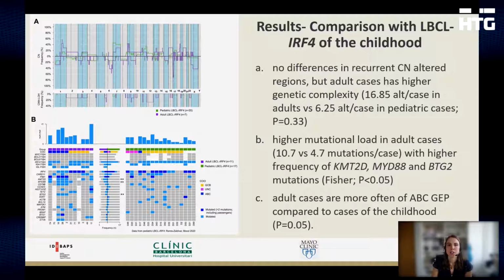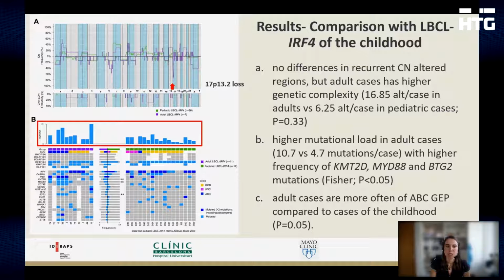No differences in recurrent copy number altered regions are found, but adult cases have a higher genomic complexity with 16.85 alterations per case in adults versus 6.25 alterations per case in pediatric cases. This phenomenon is not statistically significant. The most recurrent alteration was a copy number loss of 17p13.2, detected in 70% of the cases, including the TP53 locus in all 5 cases. However, no p53 mutations were identified.